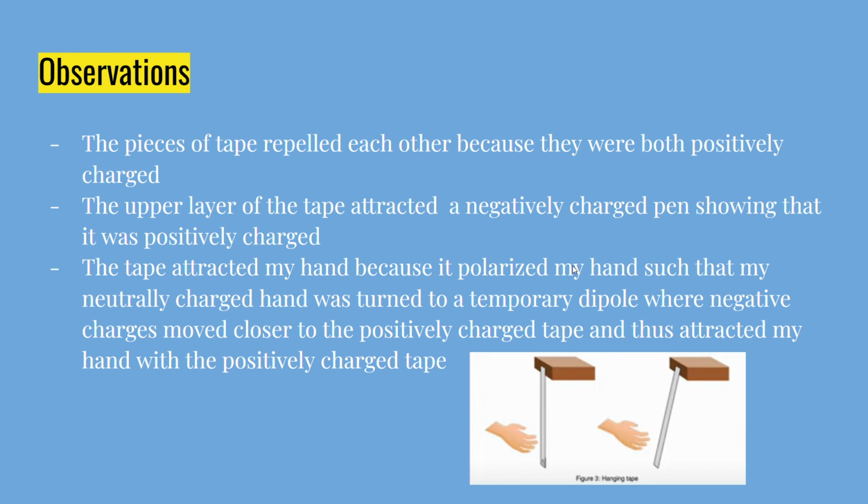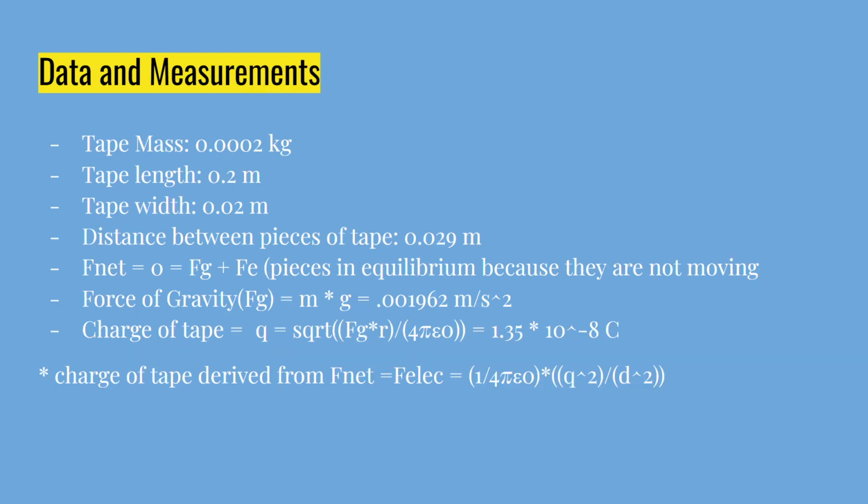And it was attracted to my hand because my hand was neutral and it polarized my hand. Any body that comes into contact with a non-neutral thing will make a dipole out of that neutral thing. It carried the electrons in my hand closer to it, rather than attracting it, making my hand a dipole.